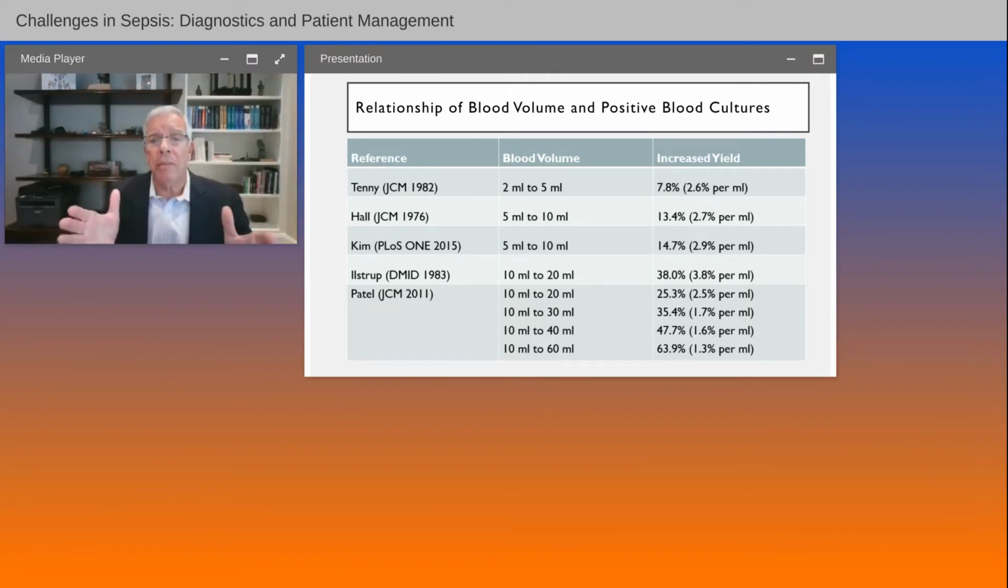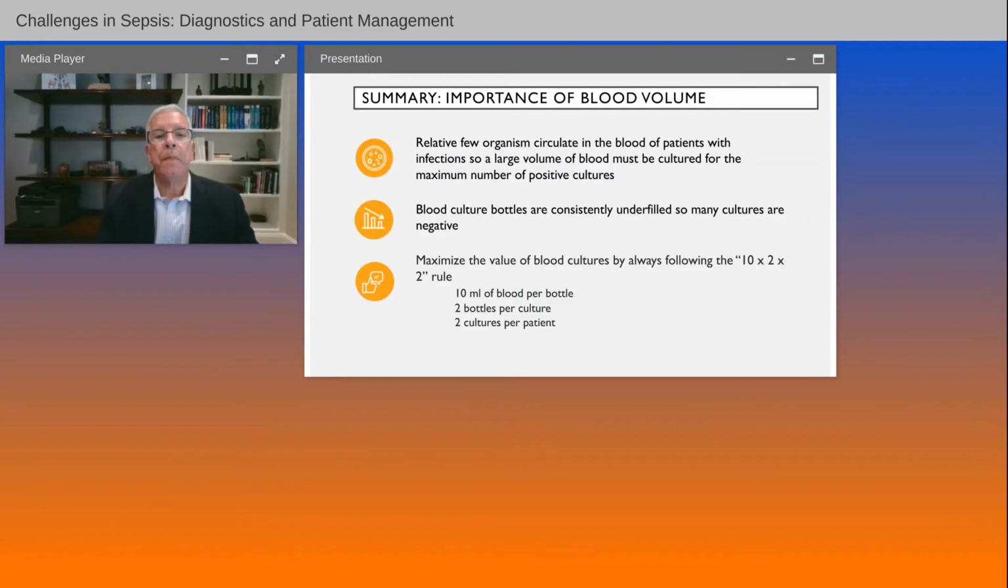So to pose the question, if we're going to do a blood culture, why not optimize that blood culture? Even if it's a single blood culture, optimize the success of getting a positive culture with that. And that's what these studies demonstrate by improving the amount of blood that's being cultured. Now, just to summarize, there's relatively few organisms circulating in the blood of patients with infections, so a large volume of blood must be cultured to get the maximum number of positive cultures. The blood cultures are consistently underfilled, so many cultures are negative.